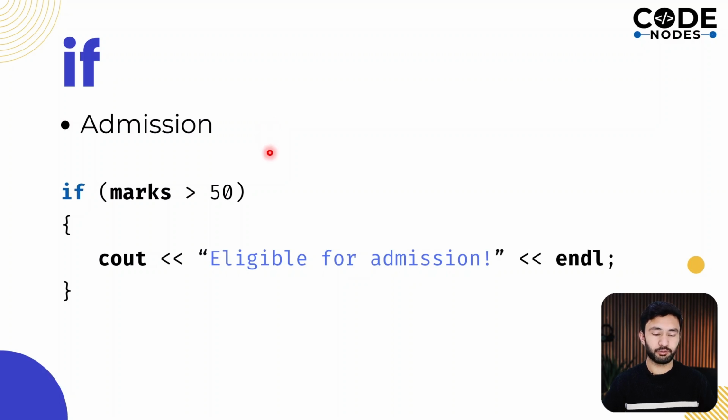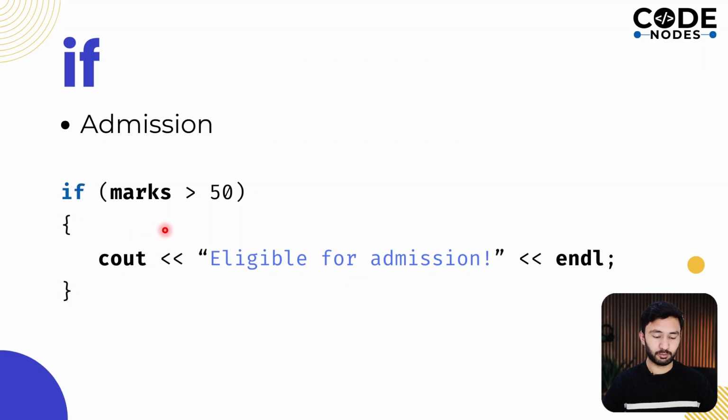For this whole video we are using an example of the admission criteria of a university. So for example, we are taking a condition where your marks or percentage is greater than 50, then you are eligible for admission. So if this condition is true, then this block of the code will be executed. This is the general syntax where, after if, inside these braces the condition goes, and if this condition is true, then the part of the code inside these curly braces will be executed.